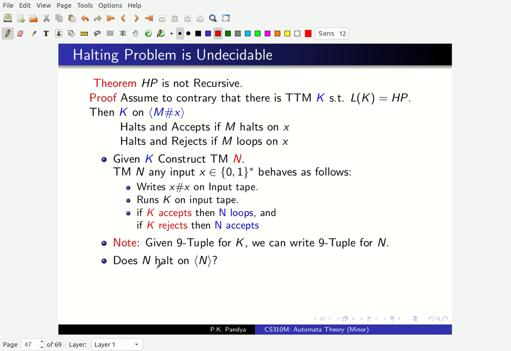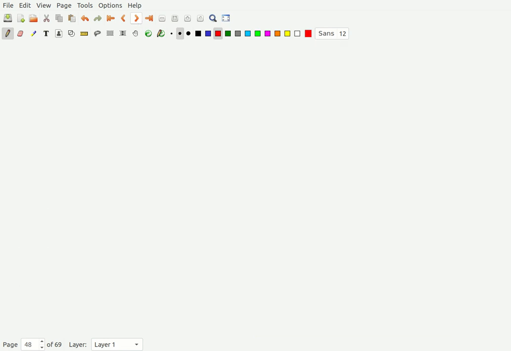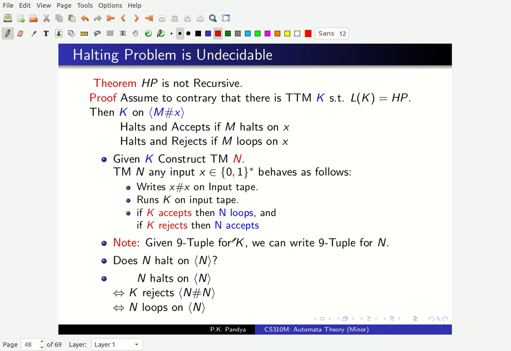It may sound to you why we are doing all this, but just see. After all, we have constructed this machine N. Given this input, the code of N, it should do something, right? So what will it do? I claim that you will wind up in a contradiction. So what will this N do?